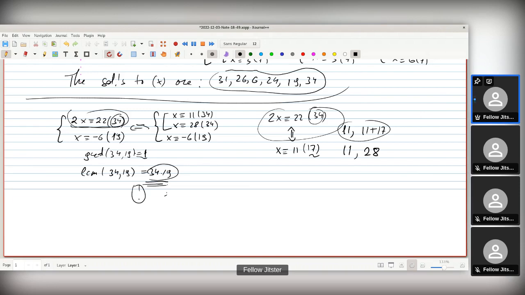And now, knowing that A and (B or C) is logically equivalent, please do not say congruent, the same symbol but another meaning, is logically equivalent to (A and B) or (A and C). Do you agree? Yes. So this one is logically equivalent to this one: x is congruent to 11 modulo 34, x is congruent to minus 6.